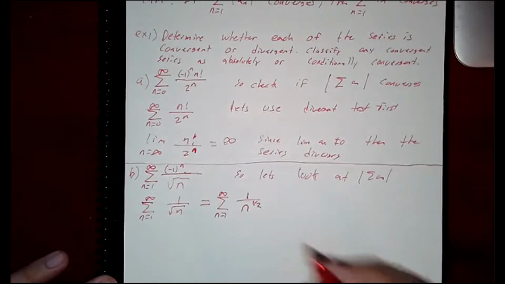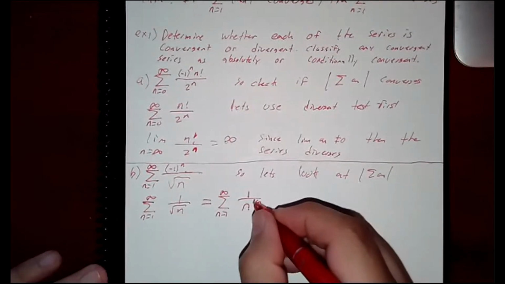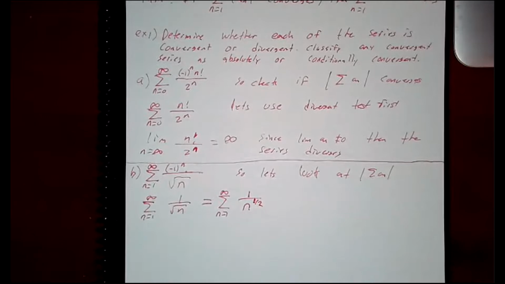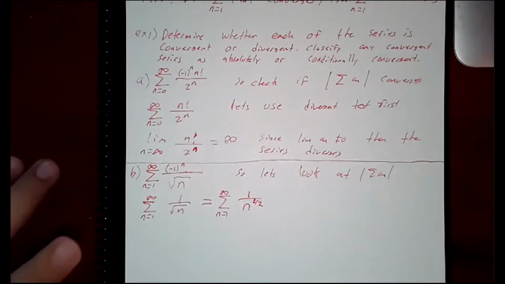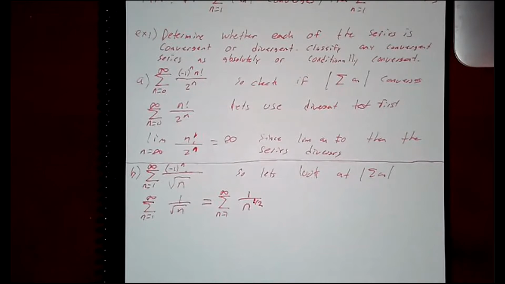If I wrote it this way, does that help? 1/2. It's a P series type, right? That P series, what is this type? The P is less than 1. So what does that mean?